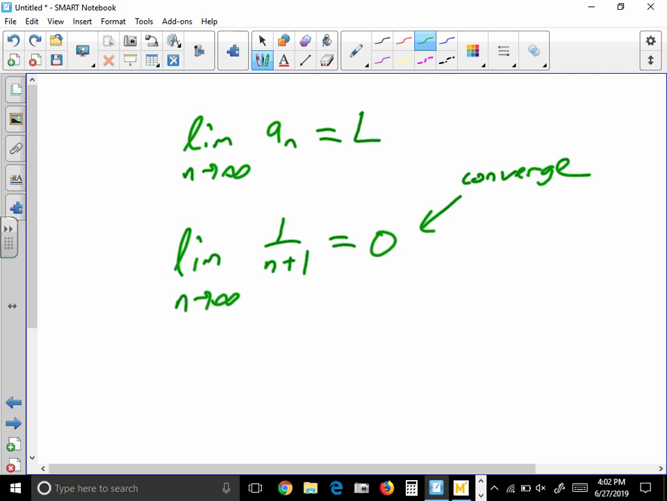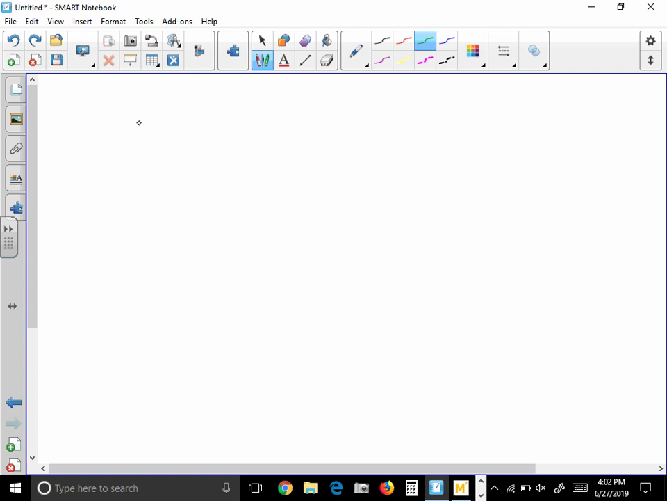The properties for limits of sequences are basically the same as the properties of limits of regular functions. They give us some examples. If we have the sequence given by 3 plus -1 to the n, let's look at what the limit of that sequence is.